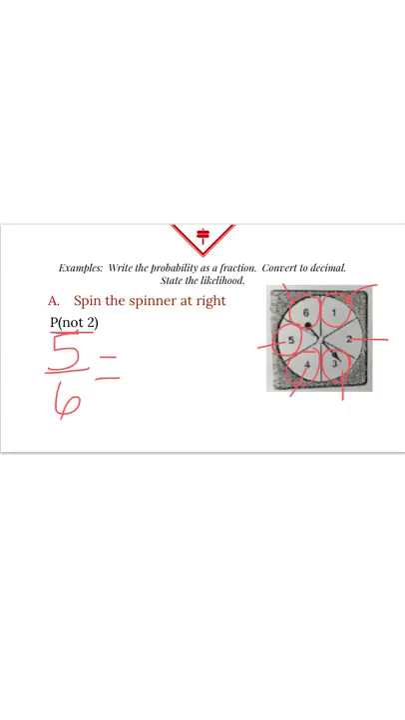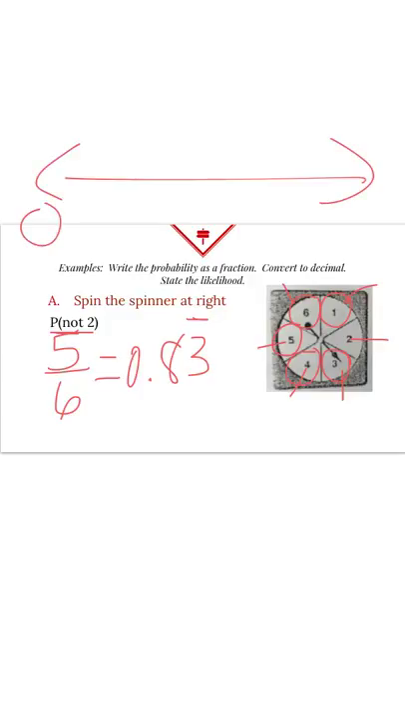When you make it into a decimal, 5 divided by 6 is 0.833333, and that repeats. So we'll put the bar above the 3 to show the repeating decimal. When you look at your number line and 0 and 1, and remembering that 0.5 is right in the middle, 0.83 is greater than that, so that means that this event is likely.